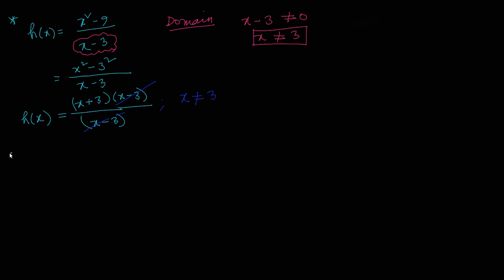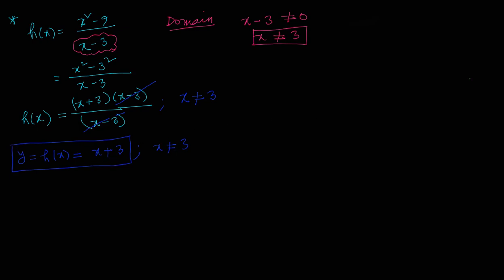So finally what I found is that y equals h(x) equals x plus 3. And remember, in this function x cannot be equal to 3. So tell me, y equals x plus 3, what kind of graph is it? It is basically a straight line.